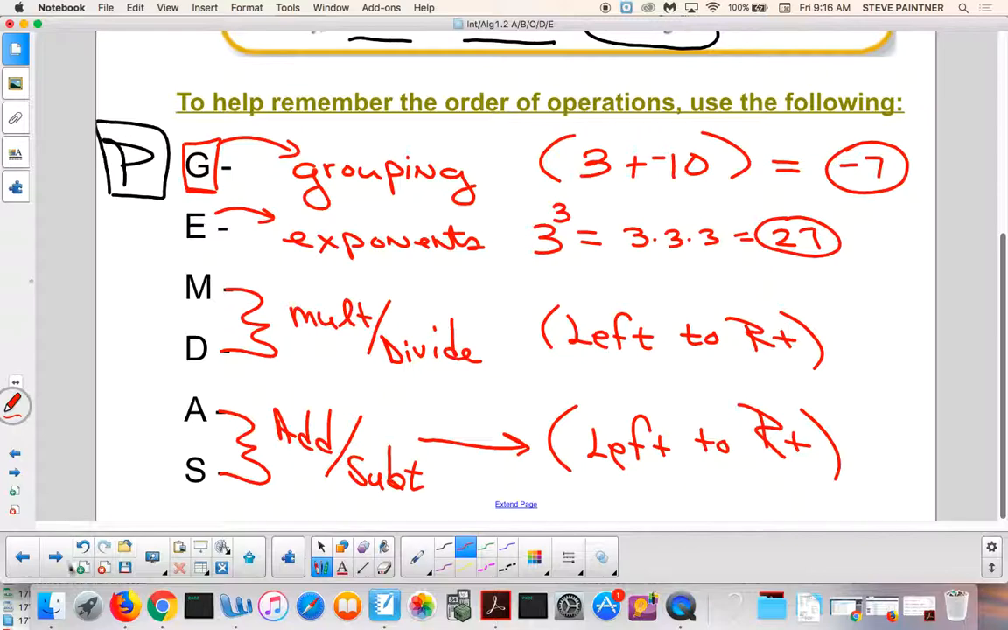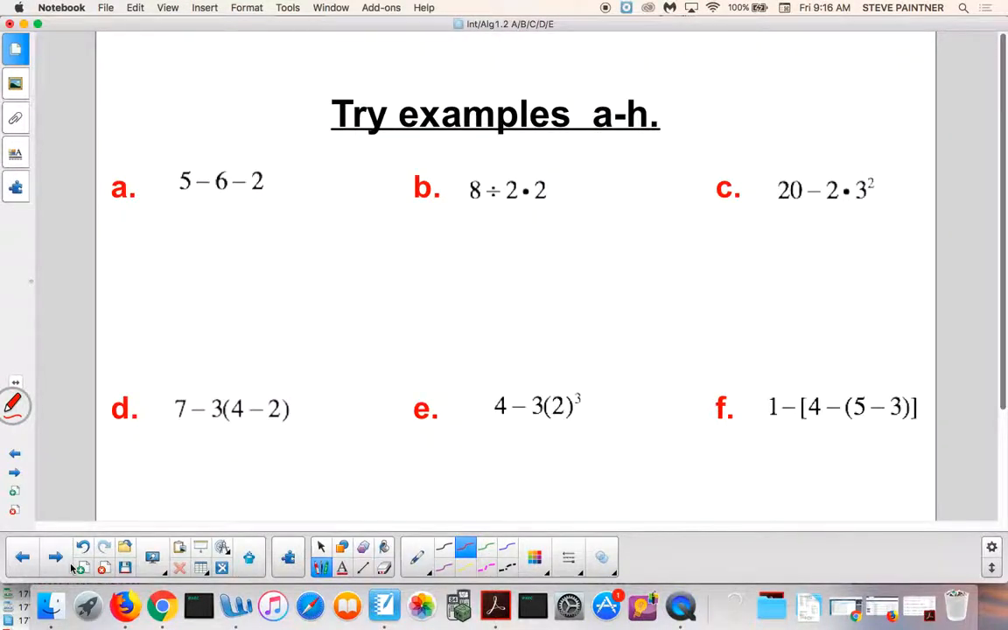You ready? I got A, B, C, D, E, F, G, H. Okay. Here we go. I start you out easy, I end you hard. Okay, 5 subtract 6 subtract 2. Go through the list in your head. Are there grouping? No. Where do you see grouping? Don't see it. Are there exponents? No. Is there multiply or divide up here? No. This is probably the easiest one I need.